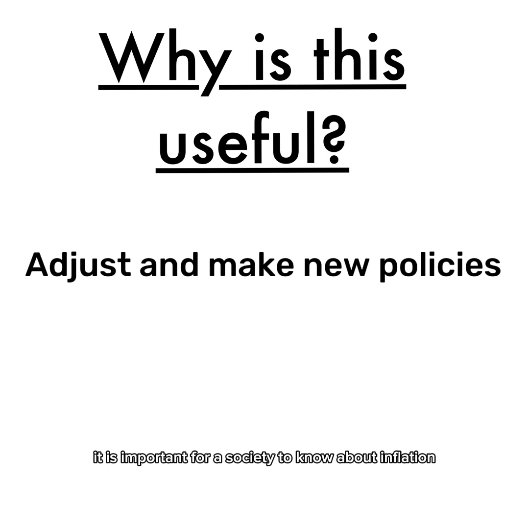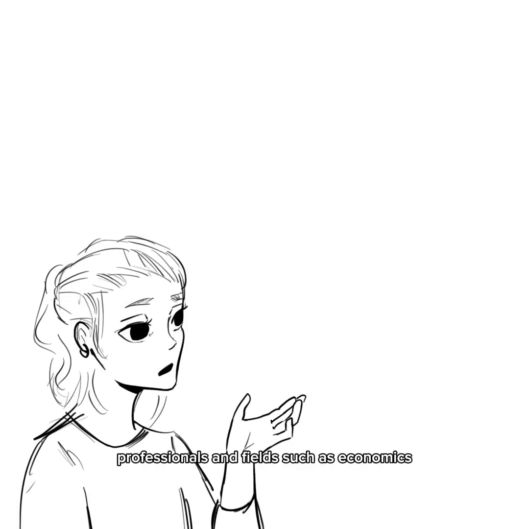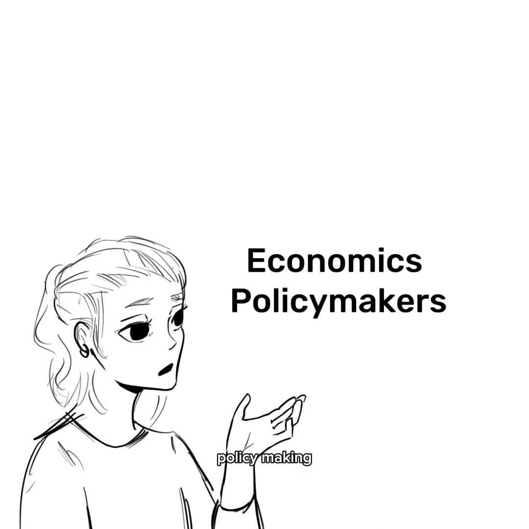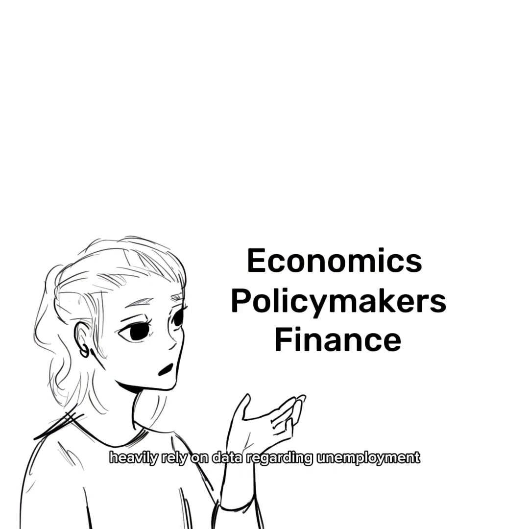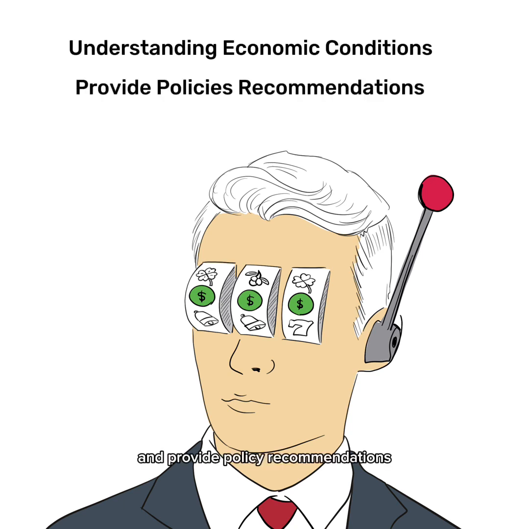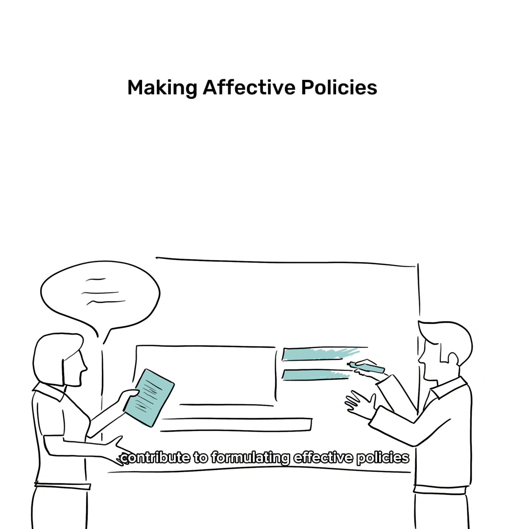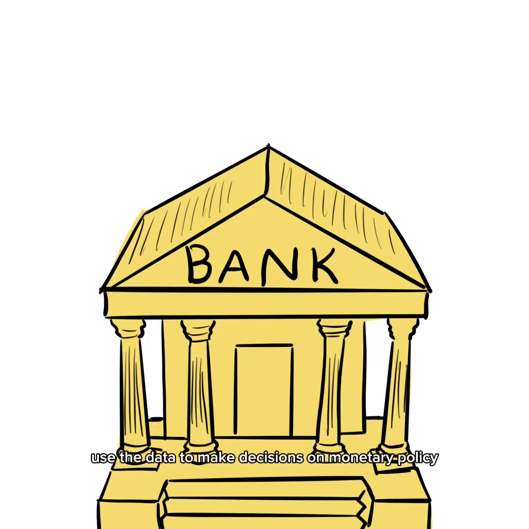It is important for a society to know about the inflation rate because it can help them to make long-range financial plans which lead to a better functioning economy. Professionals in fields such as economics, policymaking, and finance heavily rely on data regarding unemployment and inflation rates for decision making. Economists analyze these data to understand overall economic conditions and provide policy recommendations, while policy analysts contribute to formulating effective policies. Central bankers use the data to make decisions on monetary policy.